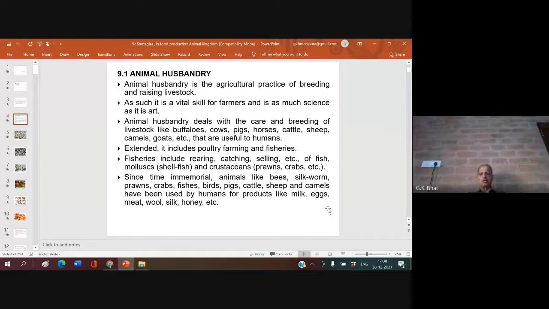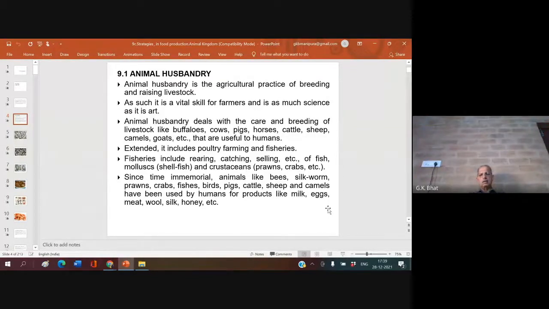Our livestock includes whatever animals we rear and breed at our home. That is, it includes buffaloes, cows, pigs, horses, cattle, sheep, camels, goats, etc., that are useful to humans. So whenever you are asked what livestock is, livestock includes a set of animals which are reared at houses for our benefit and for the purpose of breeding. In addition to these animals, animal husbandry also includes poultry and fisheries. Both of these are involved in animal husbandry in general.